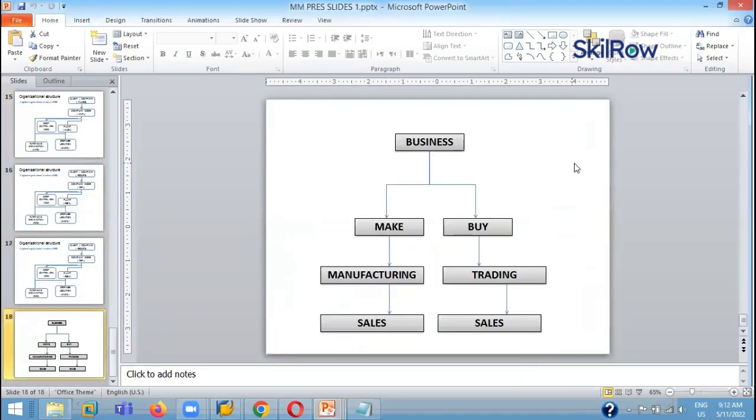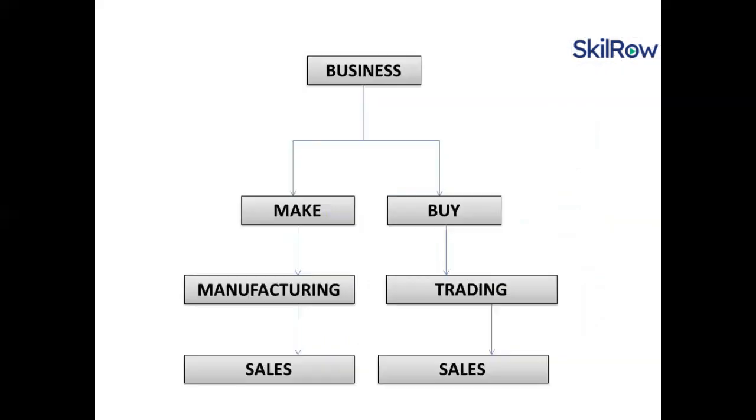How many types of business are there? Only 2 types of business in the world. One is make, another is buy. Very simple. Make means doer. The doer is making, so they are doing manufacturing. And there is a buy type of company who will purchase.